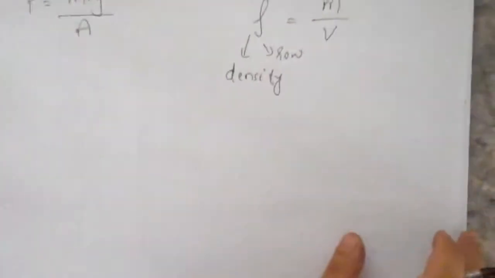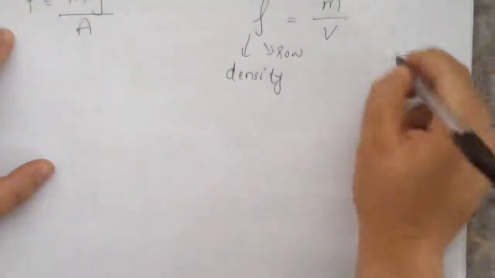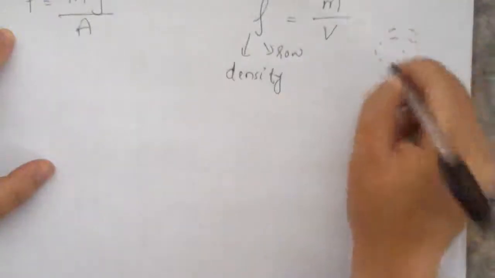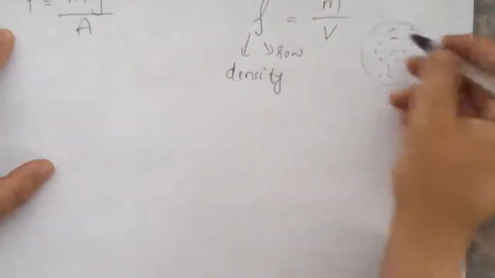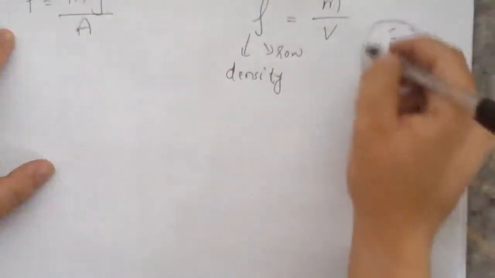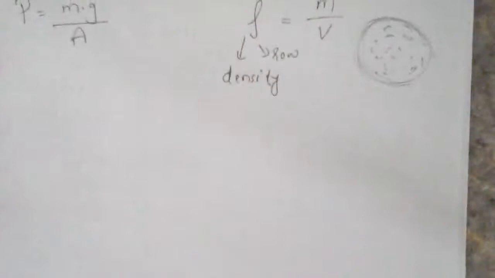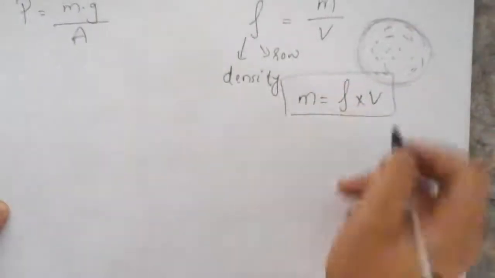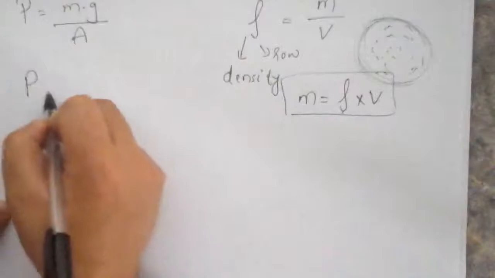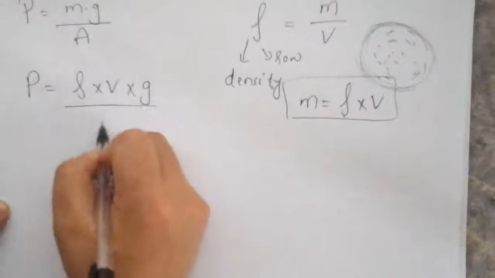Why am I saying this density? Because wherever gas molecules are present, they definitely have mass, and this mass occupies some volume. So the mass of these gaseous molecules per unit volume that they have occupied is called density. So mass is equal to density multiplied by volume. Instead of mass, we put this value in the equation. So pressure is equal to density multiplied by volume multiplied by g divided by area.